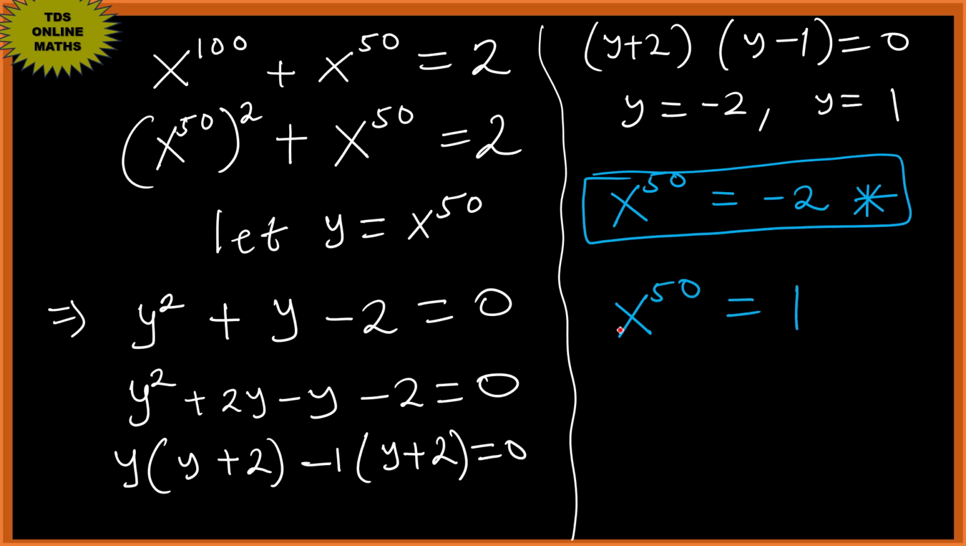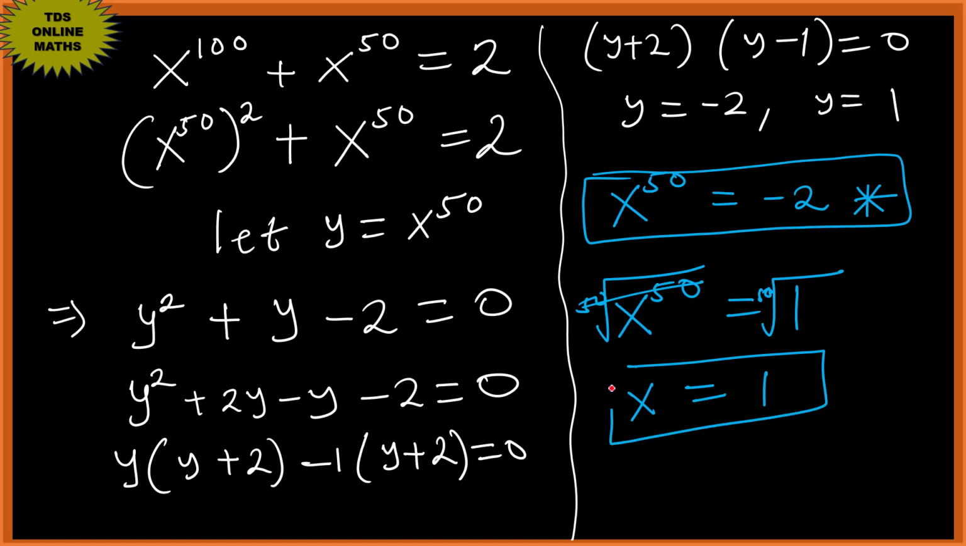Okay, so let's look at a situation whereby x to the power 50 is equal to 1 when y is 1. So we can take the 50th root on both sides. So this side will be x. So the 50th root of 1 is still 1. So the correct answer for this is 1. That's 1. Okay, so 1 is true.